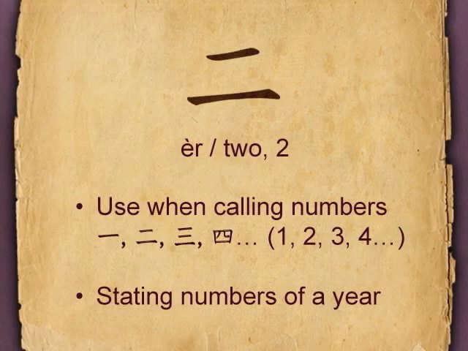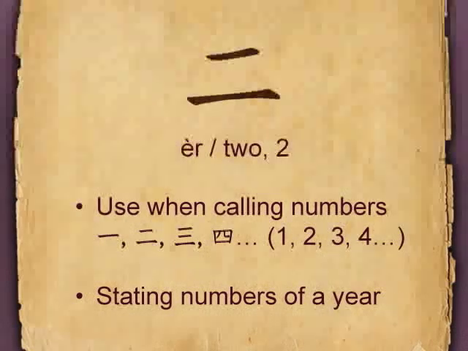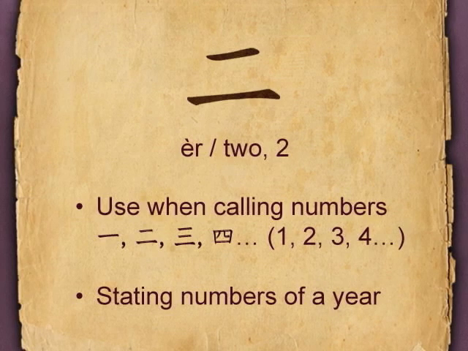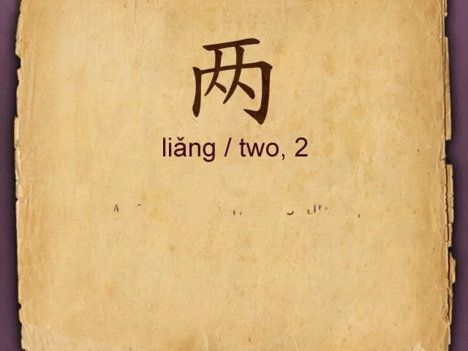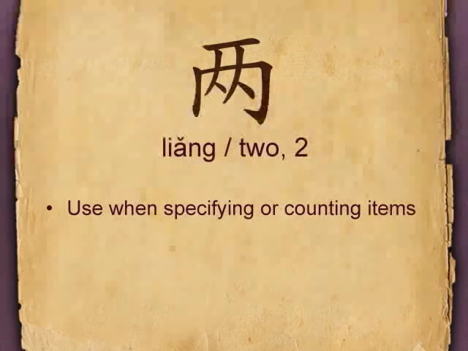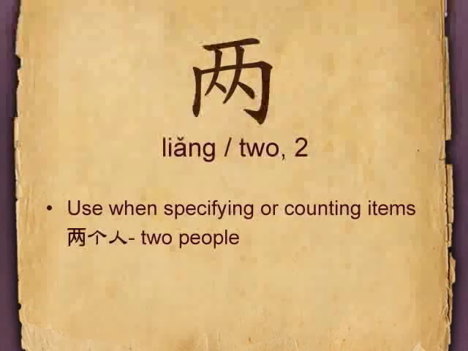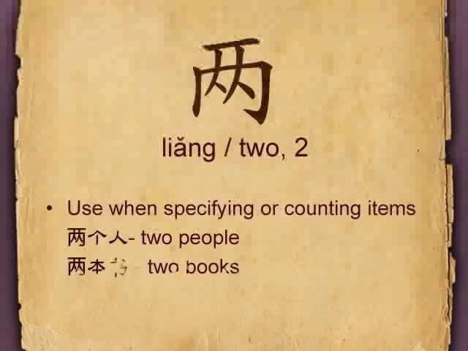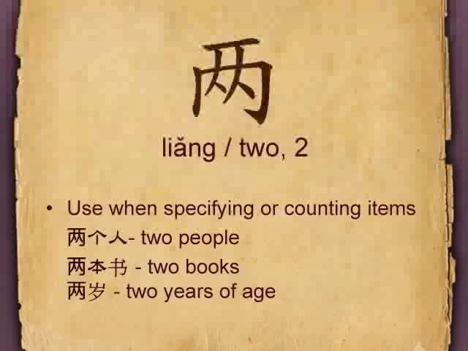二零零九, 2009. 两 is used when specifying or counting items, such as 两个人, 2 people, 两本书, 2 books, and 两岁, 2 years of age. There's more to learn about er and liang, but these are the basic things to know right now.